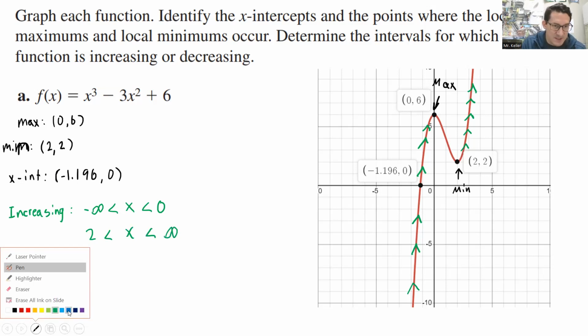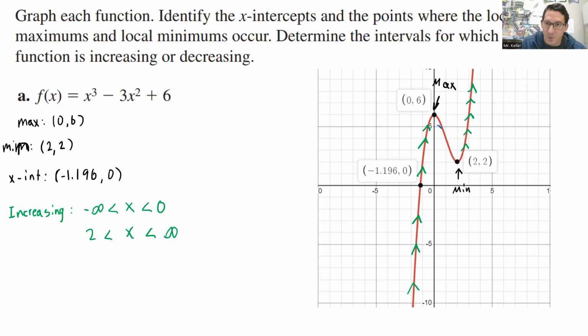And then where it is decreasing, if we look at where it is going down, see it's going down here. That is decreasing, from 0 to 2. So we're looking at the x coordinates when we're determining the intervals. So 0 to 2, and that's it. You just identify those points, use Desmos, and then look where it is increasing or decreasing. That is it for that.